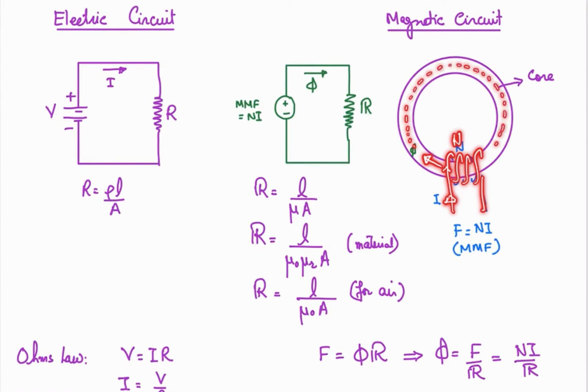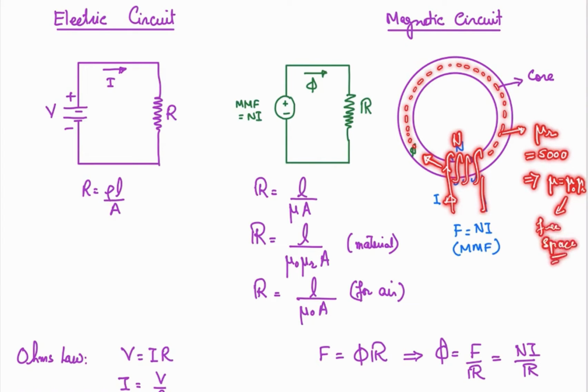This core is made up of a magnetic material having the relative permeability mu r, and what is the permeability? Permeability is the ability of the material to allow the magnetic flux to pass through it. If its relative permeability is high, let's suppose 5000, that means that this material is 5000 times more permeable than the air. So permeability is given as mu naught into mu r, where mu r is the relative permeability and mu naught is the permeability of the free space or the air.